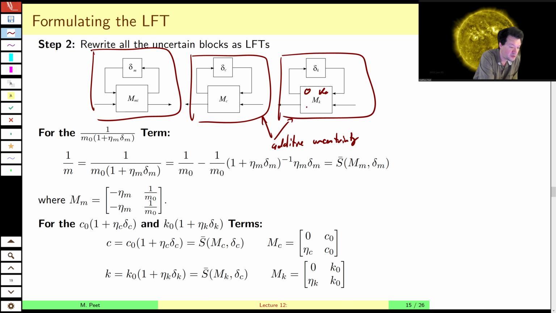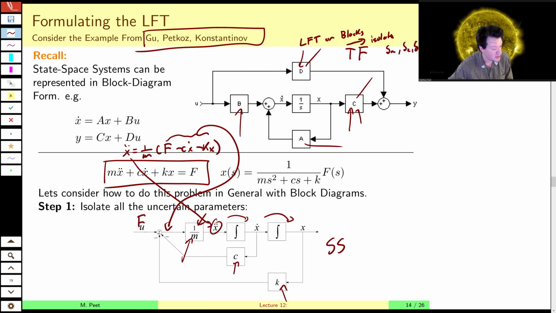K naught, weighting factor K. C naught, weighting factor eta C. Right, so we get some equations, and of course we'll have to label these right here. This is going to be whatever this signal is here, whatever this signal is here. So we have to label those.